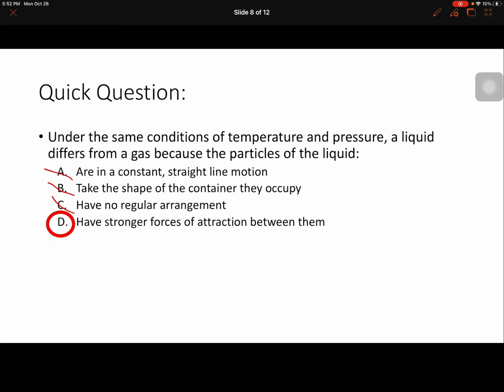They have strong forces of attraction between them. Specifically, you should know from your strongest to weakest attraction points, your solid is your strongest, your liquid is your second strongest, and your gas is your weakest.